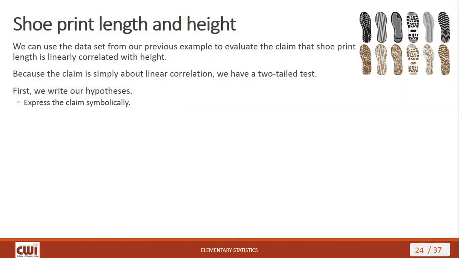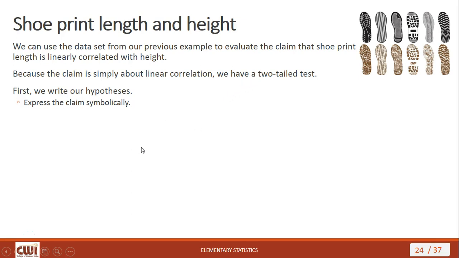Let's go back to our example of Shoeprint length and height. So we can use the data set from our previous example to evaluate the claim, this is a hypothesis test, that Shoeprint length is linearly correlated with height. Now, because there's no indication here of positive linear correlation or negative linear correlation, the claim is simply about linear correlation in general. So it's any linear correlation. What we have is a two-tailed hypothesis test.